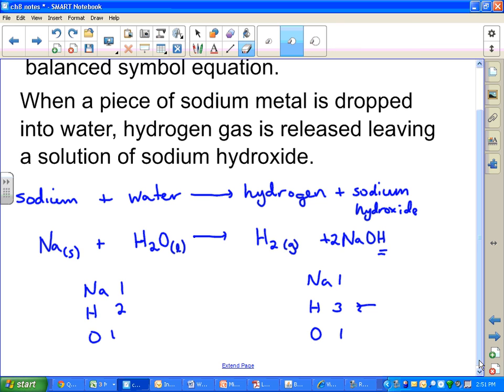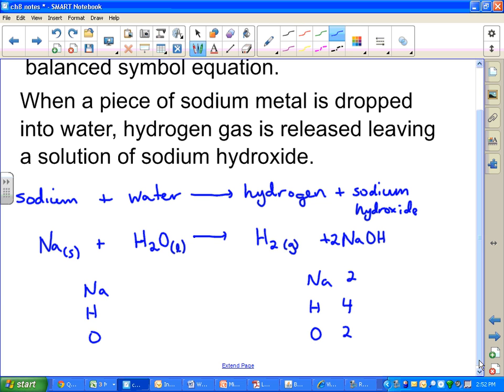So that's what I'm going to do, is I'm going to put a 2 next to the Na. Update my atom inventory: I've got 2 sodiums, I've got 4 hydrogens, and I've got 2 oxygens, and on this side I need 2 sodiums, so I'm going to put a 2 here. I need 4 hydrogens, so I'm going to put a 2 here, because 2 times 2 is 4. And I have 2 oxygens, and now it is balanced. So the balancing part shouldn't be new. The new part is changing from a word equation to a balanced chemical equation.